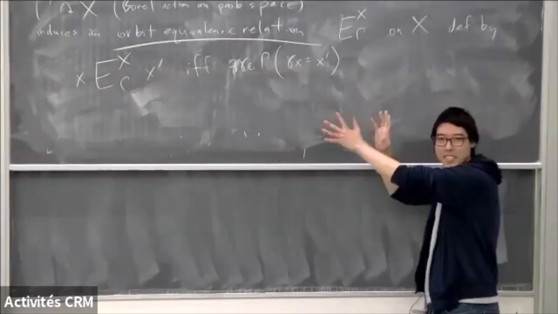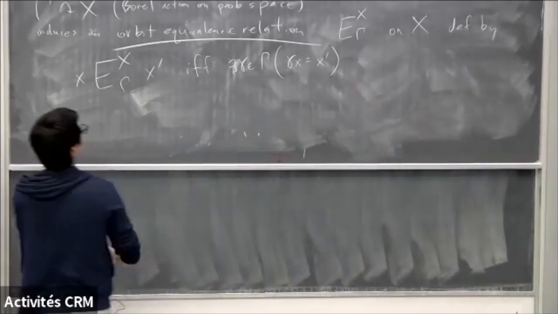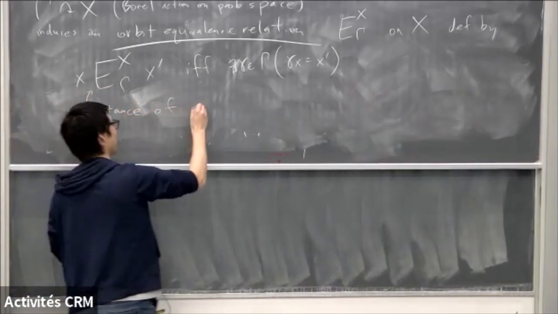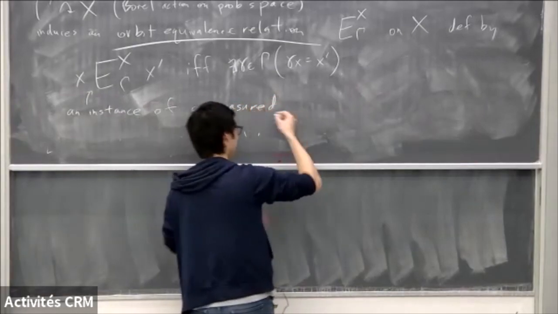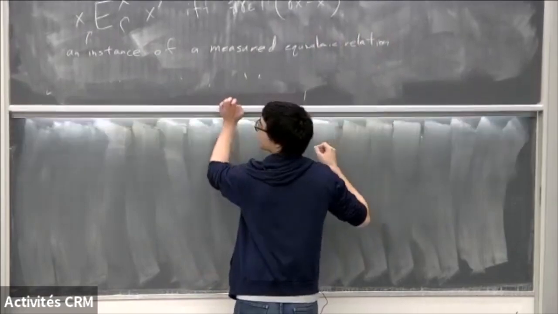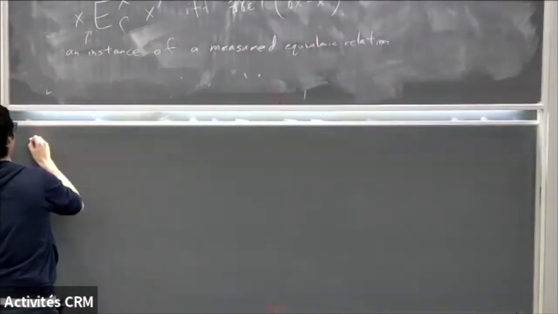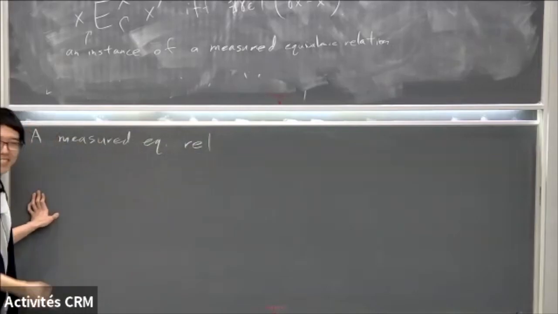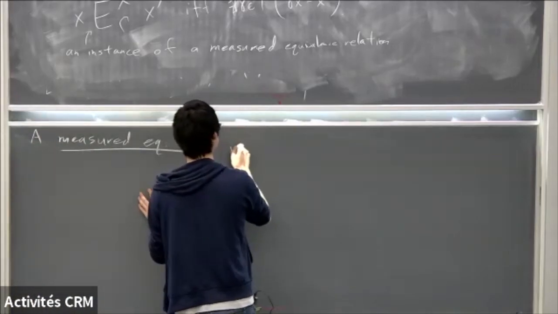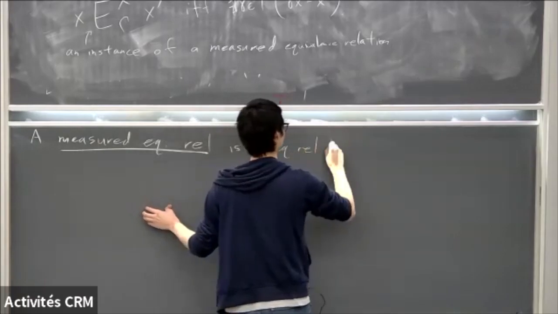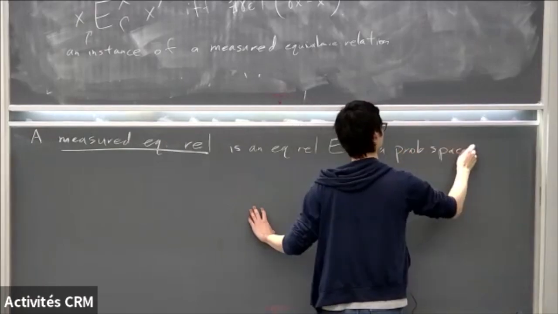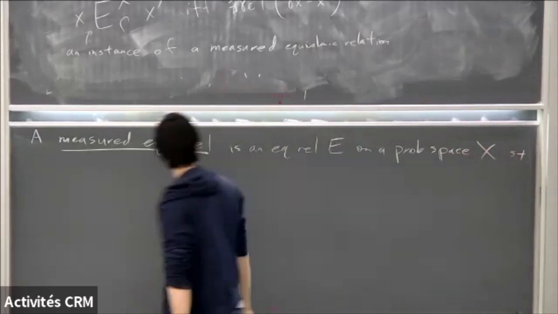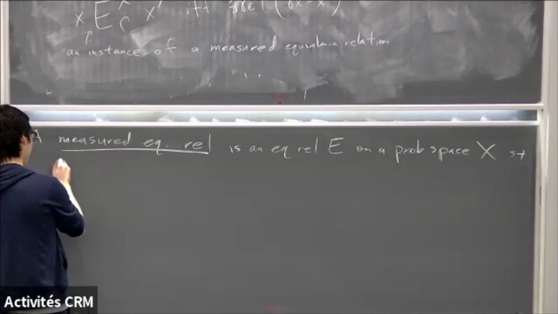Okay, so is this okay? Now I'm going to define, okay, so this thing is an instance of a measured equivalence relation. So now I will say precisely what that is. I'm going to just start writing it like this because I'm running out of time. A measured equivalence relation is an equivalence relation E on a probability space X such that either of the following holds. There are two equivalent things: one is just that it comes from one of these, and the other is some sort of abstract condition.